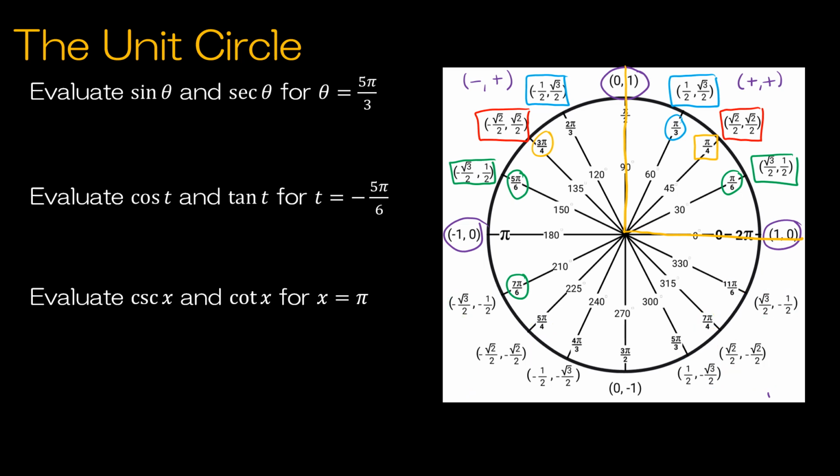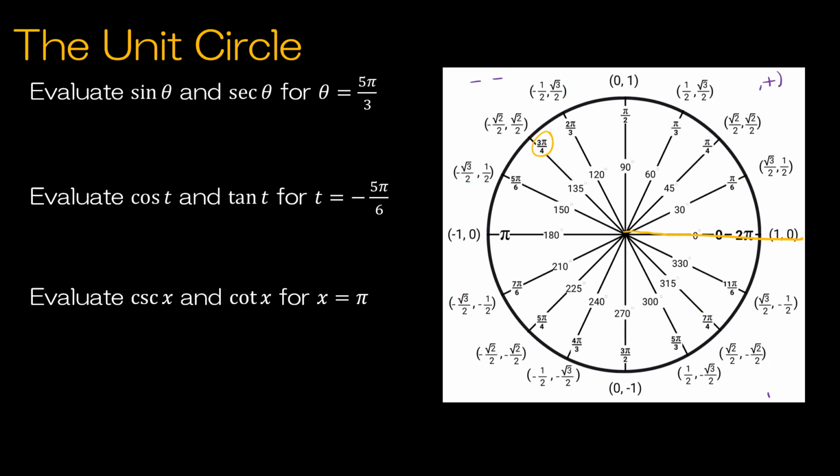But let's now just get rid of all of our markings and take a look at how we can actually use the unit circle. So we'll start with just reminding ourselves, sine of theta was always going to be the y value, and secant of theta is 1 divided by cosine of theta, and cosine of theta was the x value. So now that we've reminded ourselves, let's take a look at 5 pi divided by 3.